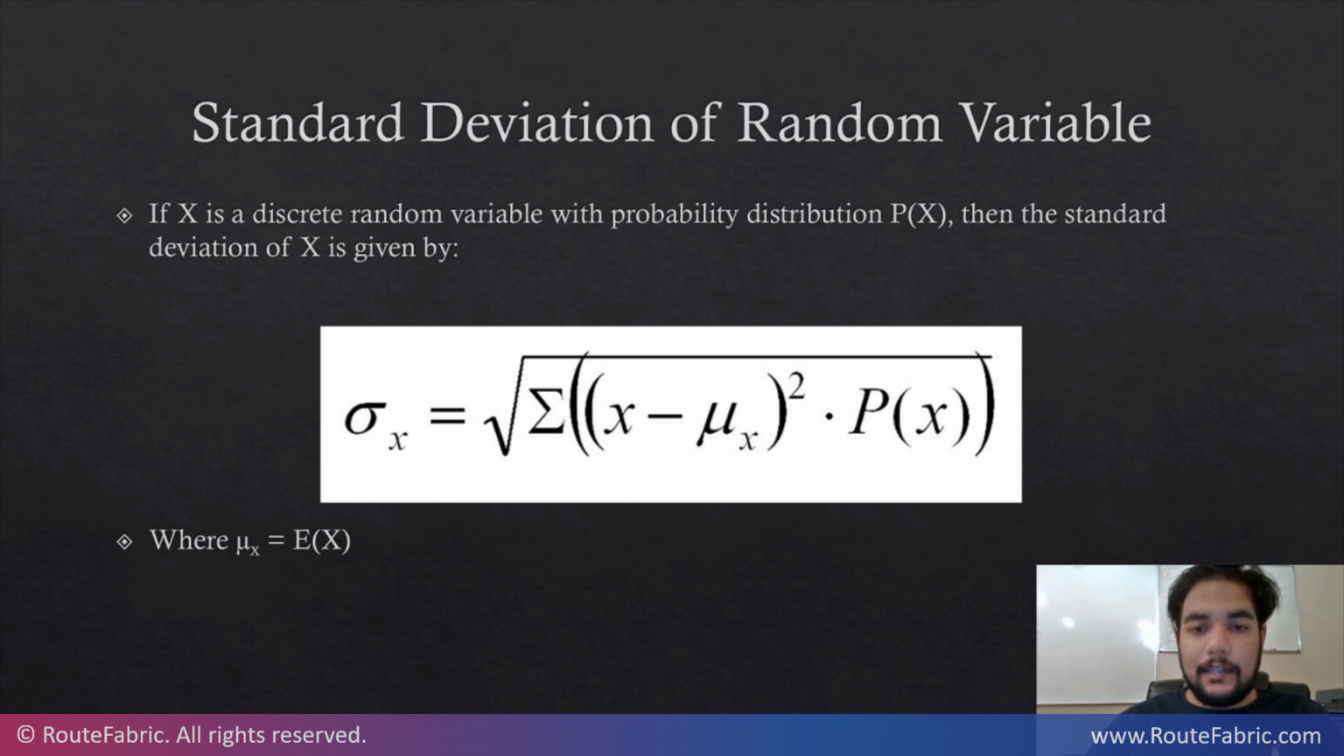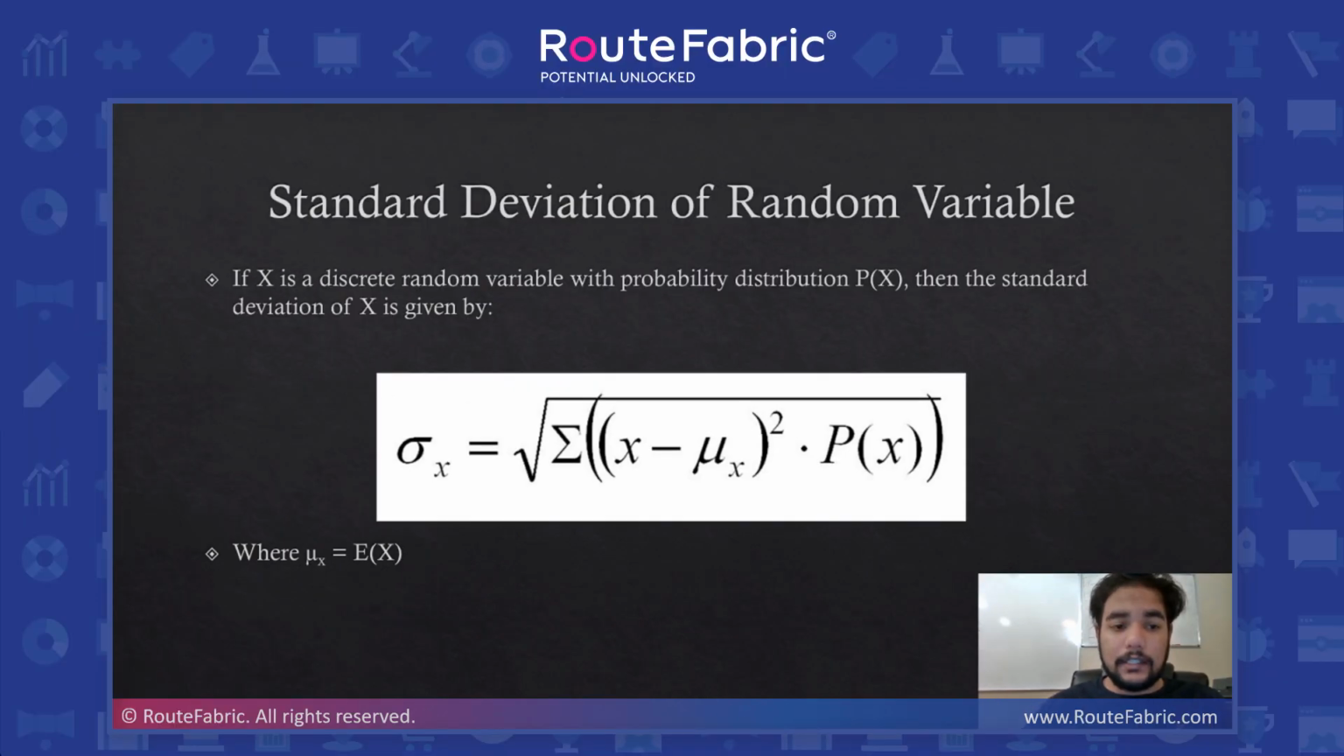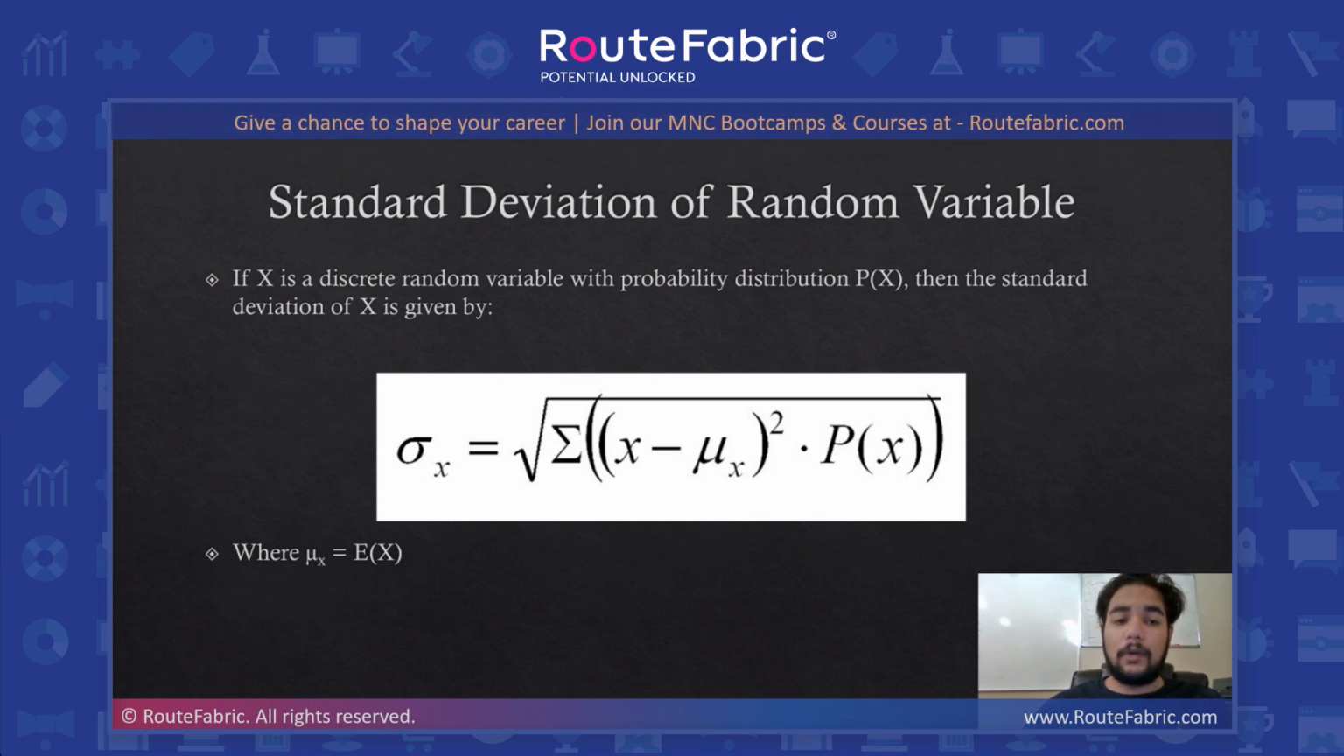To find the standard deviation of a random variable, that is, if x is a discrete random variable with a probability distribution, then the standard deviation of x is given by the square root of the sum of x minus the expected mean of the random variable, squared, times the probability of x.